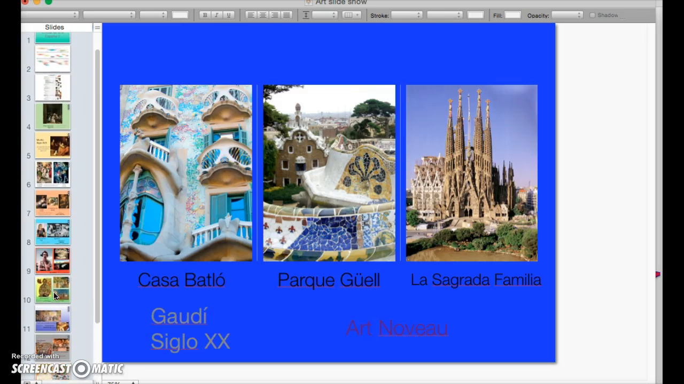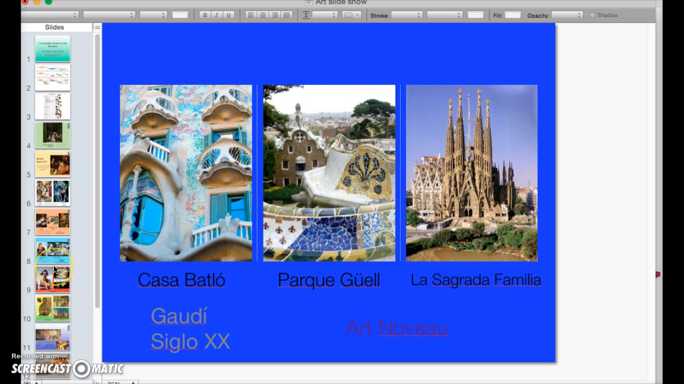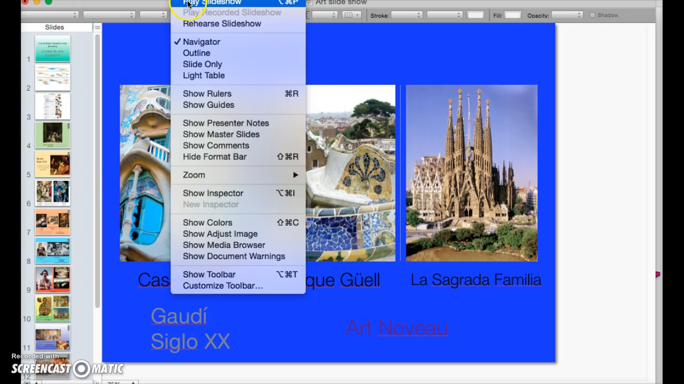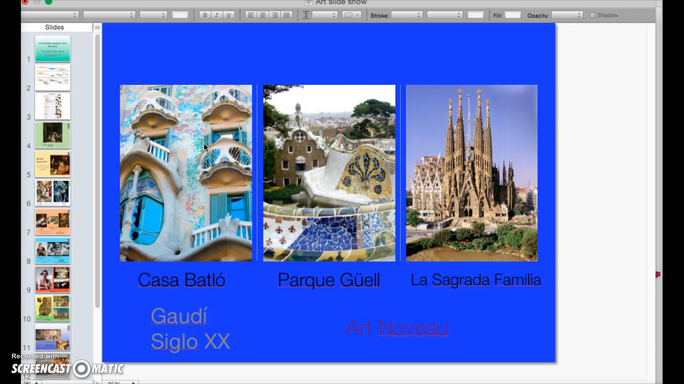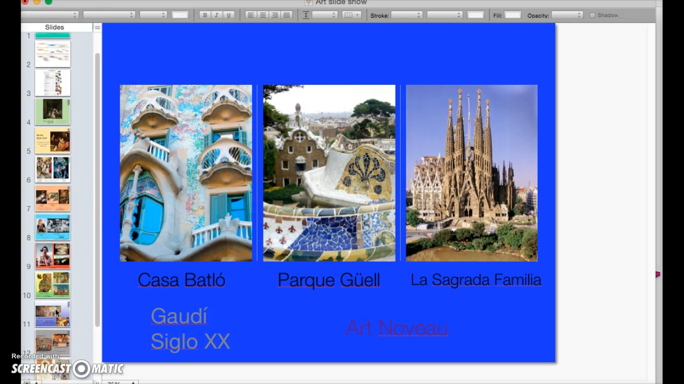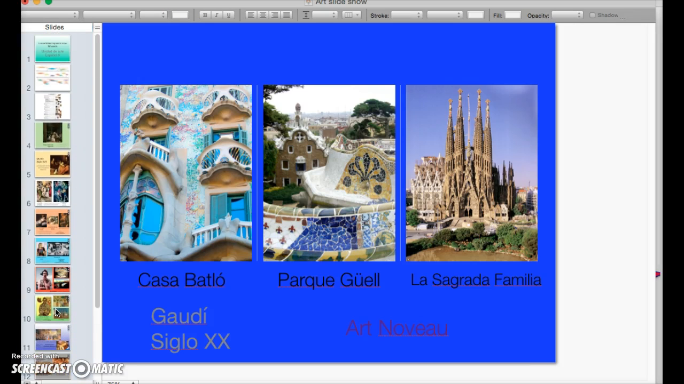I will now play a little bit of the slideshow so you can see how some of it works. I don't know if you could really see that. I don't think you could, so I will skip that part.